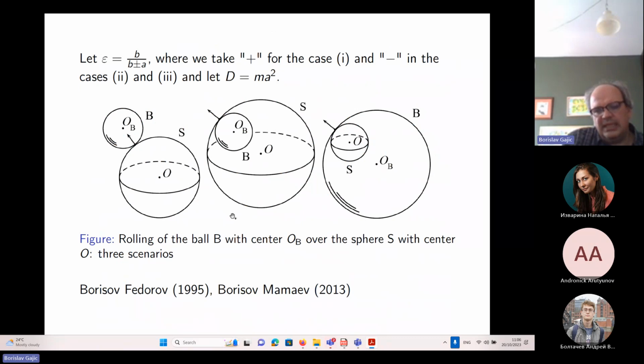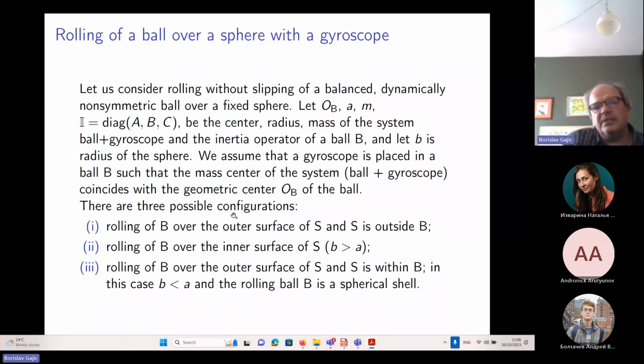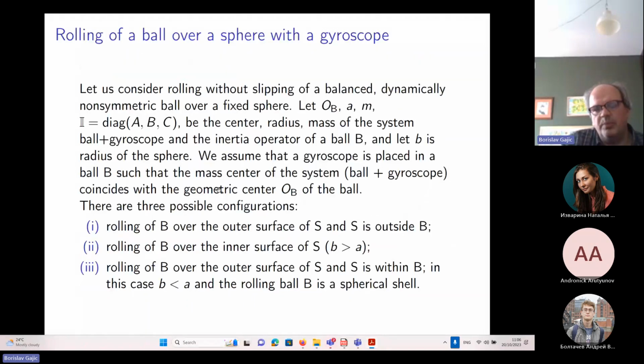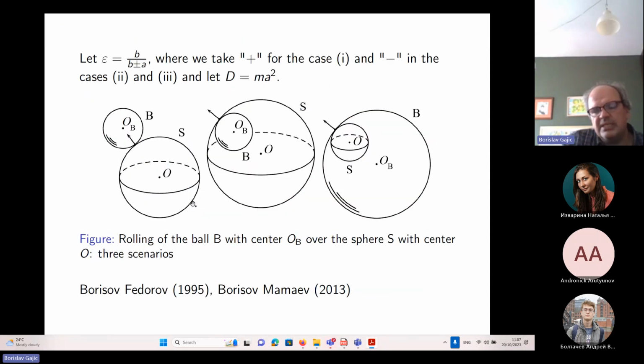Now let us assume that we have a gyroscope. The gyroscope is placed in the ball such that the mass center of the system coincides with the geometric center. We consider this case in three possible configurations: a ball over the sphere, a ball inside the sphere, and the ball.